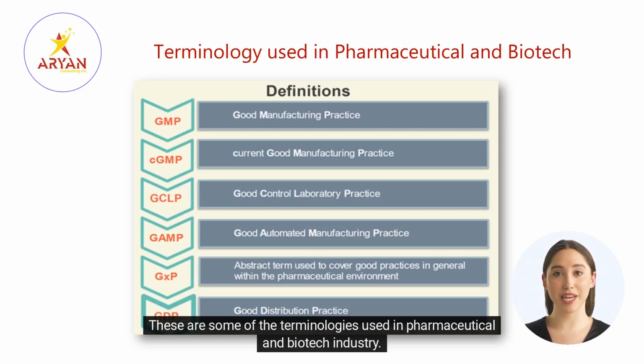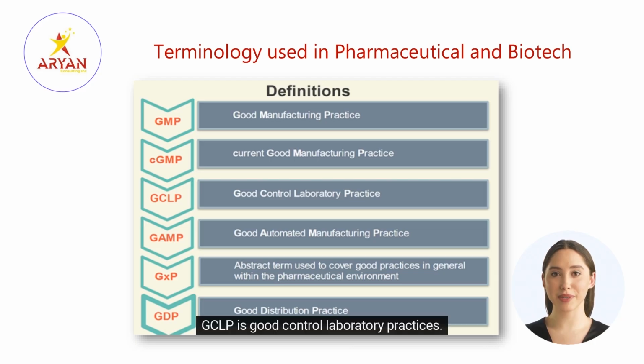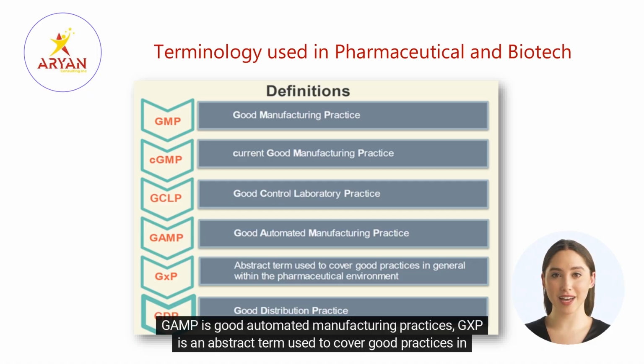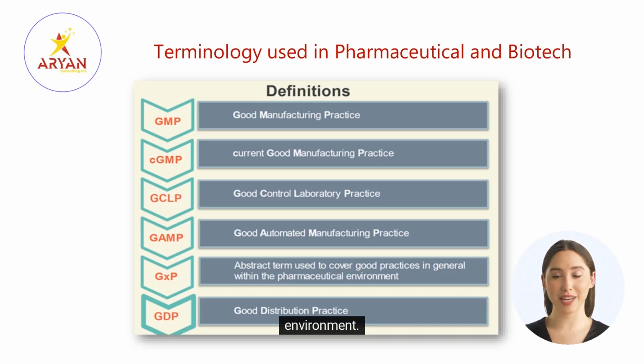These are some of the terminologies used in the pharmaceutical and biotech industry. GMP is good manufacturing practices and, as we talked about previously, cGMP is called current good manufacturing practices. GCLP is good control laboratory practices. GAMP is good automated manufacturing practices. GXP is an abstract term used to cover good practices in general, and GDP is good documentation practices and good distribution practices as well, within the pharmaceutical environment.